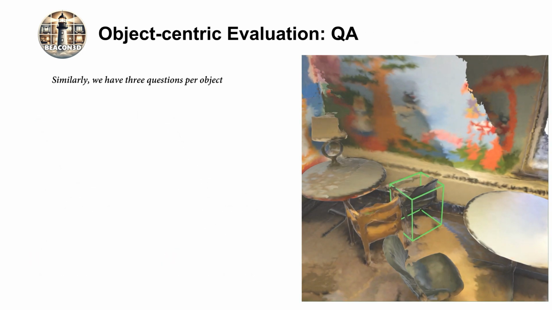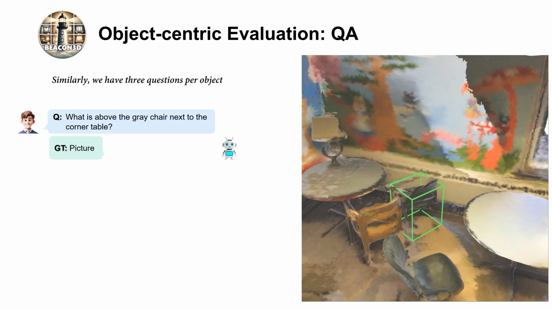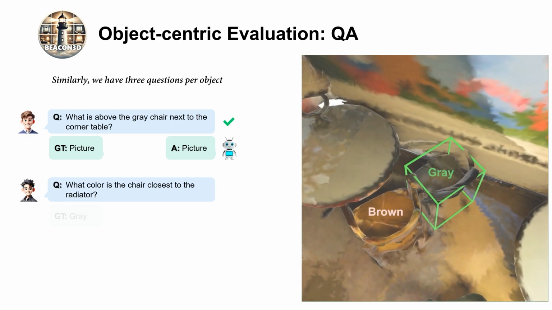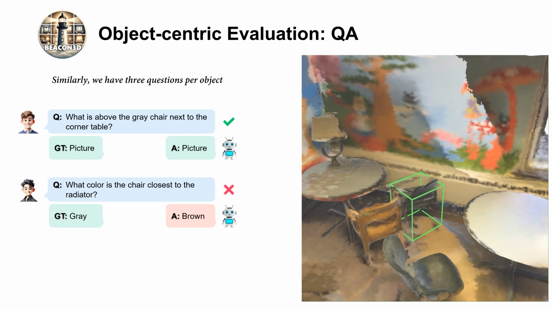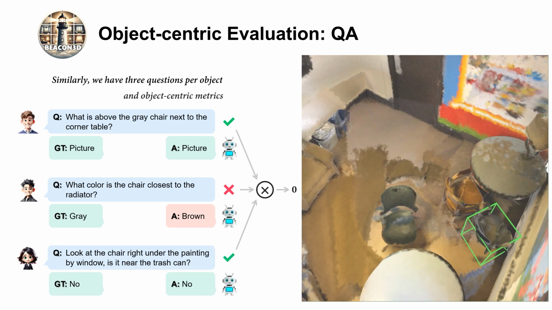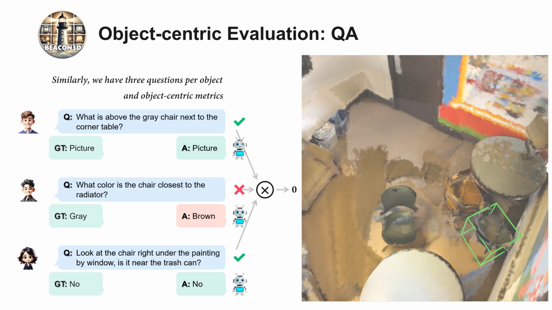Similarly, we have 3 questions per object for the KA task. Here, the first question asks about the object above the target chair, which concerns spatial relation and class identification. The second question queries the color of the target chair, which concerns appearance. The third question asks about the distance between the trash can and the target chair, which focuses on spatial relation. Still, 2 correct out of 3 tests yields 0 accuracy under object-centric metrics.